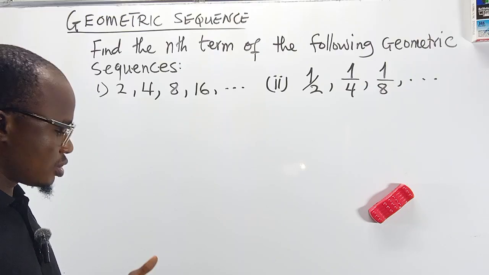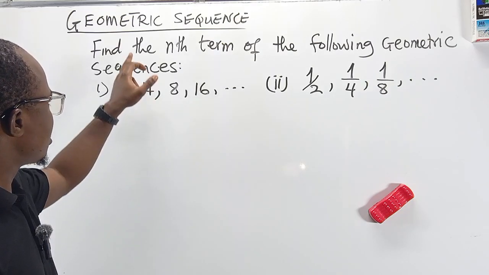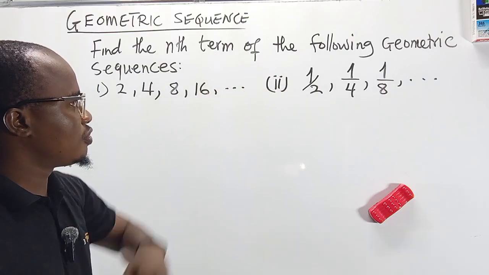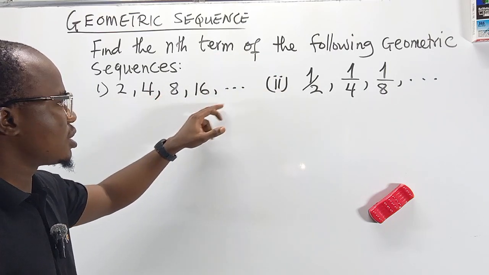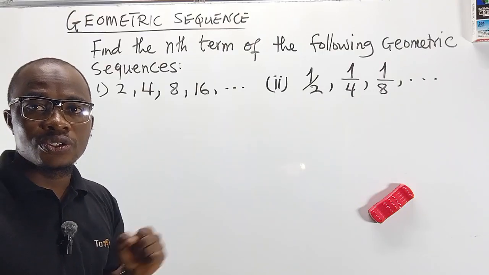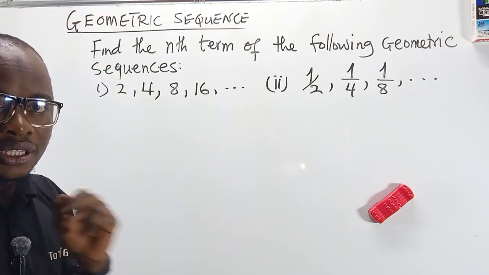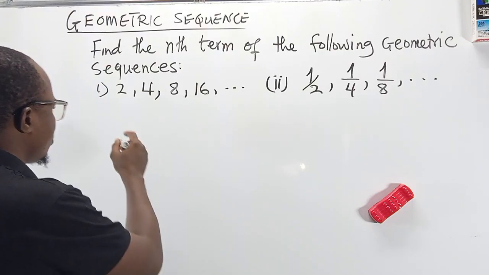Now we have another episode of solving geometric sequence problems. The question says find the nth term of the following geometric sequences. We have 2, 4, 8, 16 and so on, and we have this second one. So let's pick this one after the other. Solution.